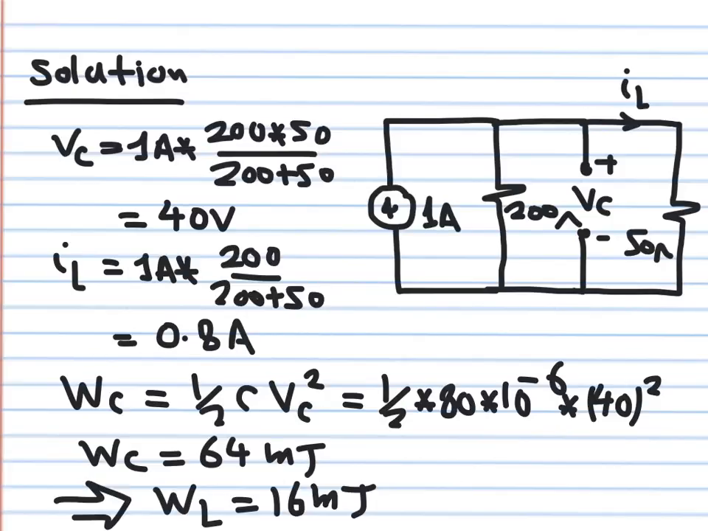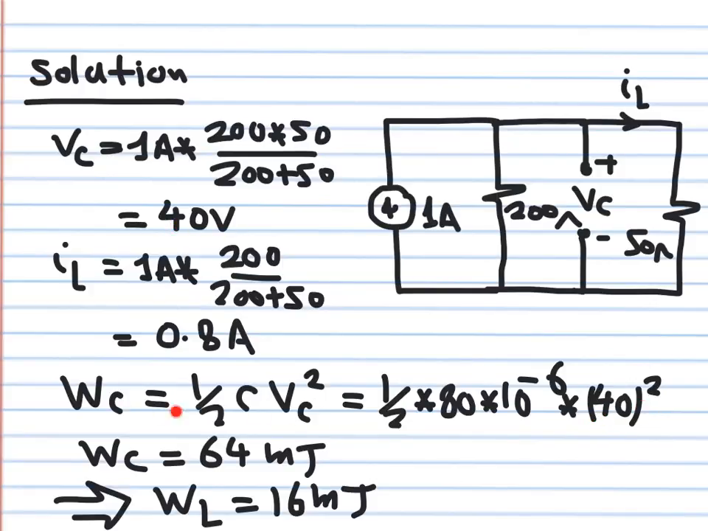It's actually storing energy, but it does not allow any current to go through it anymore, because it's DC. For the current going through the inductor, we can use current division. The current, this one here, is equal to 1 ampere multiplied by 200 over 200 plus 50. So it's 0.8 ampere. So we know the voltage across the capacitor and the current going through the inductor. The energy stored in the capacitor, from the previous lecture, is 1/2 C VC squared. But C is given, and I know what VC is. This is 80 microfarad, this is C, and this is the voltage we calculated here, 40 volts, so 40 volts squared.